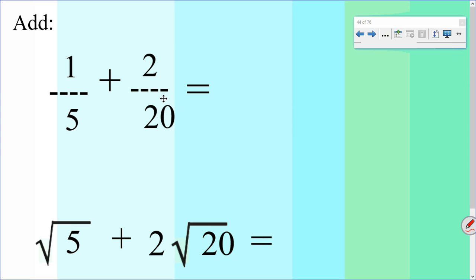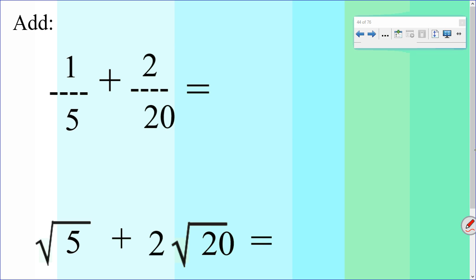Now, let's go on a little further. What happens when the denominators are different when we're trying to add fractions? Or the radicands are different when we're trying to add them? Well, when we deal with fractions, we have to have a common denominator in order to add them.